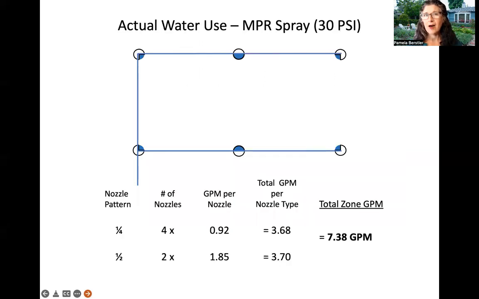So when I have that information, I can actually do the calculations, and it's kind of mind-blowing. I've done this for homeowners, and it was like, holy cow, we had no idea how much water we were actually using. So what you do is you count up the number of nozzles that you have in the different patterns. So we have 4 quarters and we have 2 halves. The gallons per minute for my quarter was 0.92 because I'm at 30 PSI, which was the high end of the range.